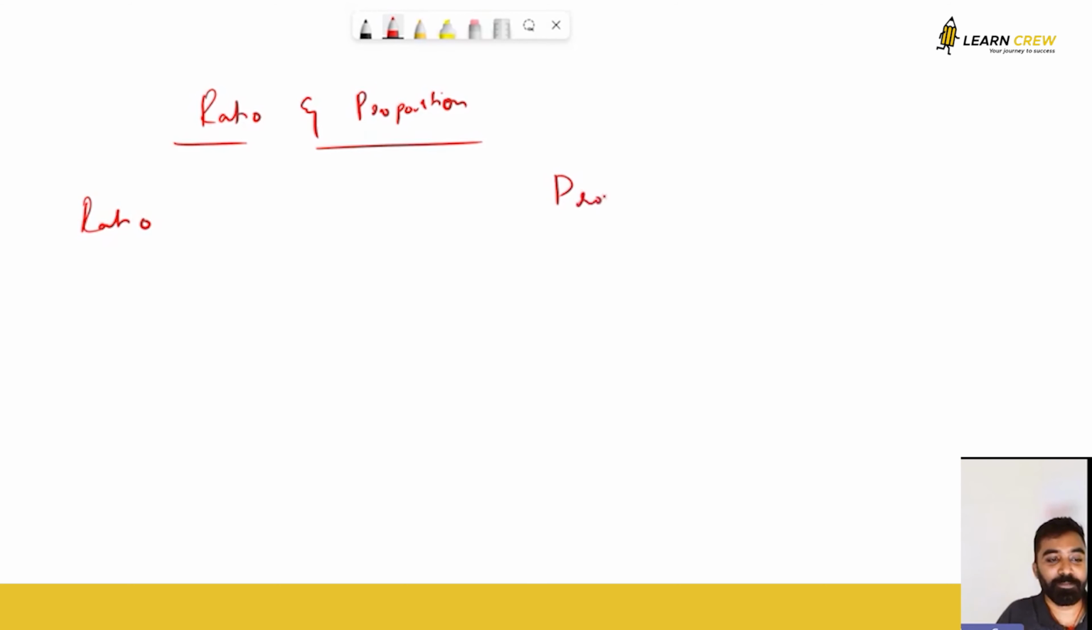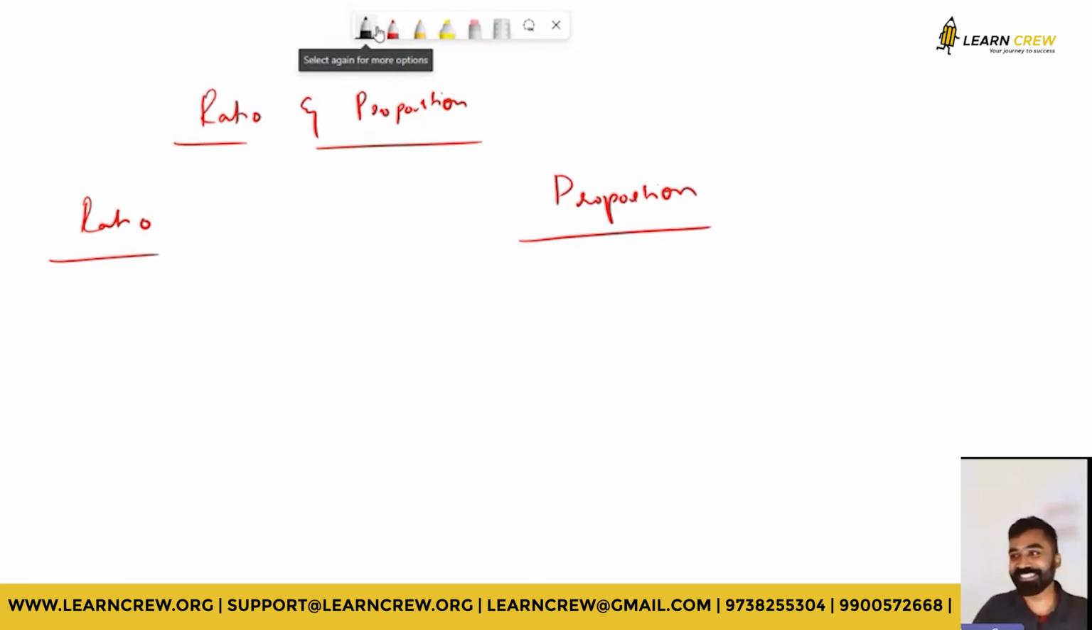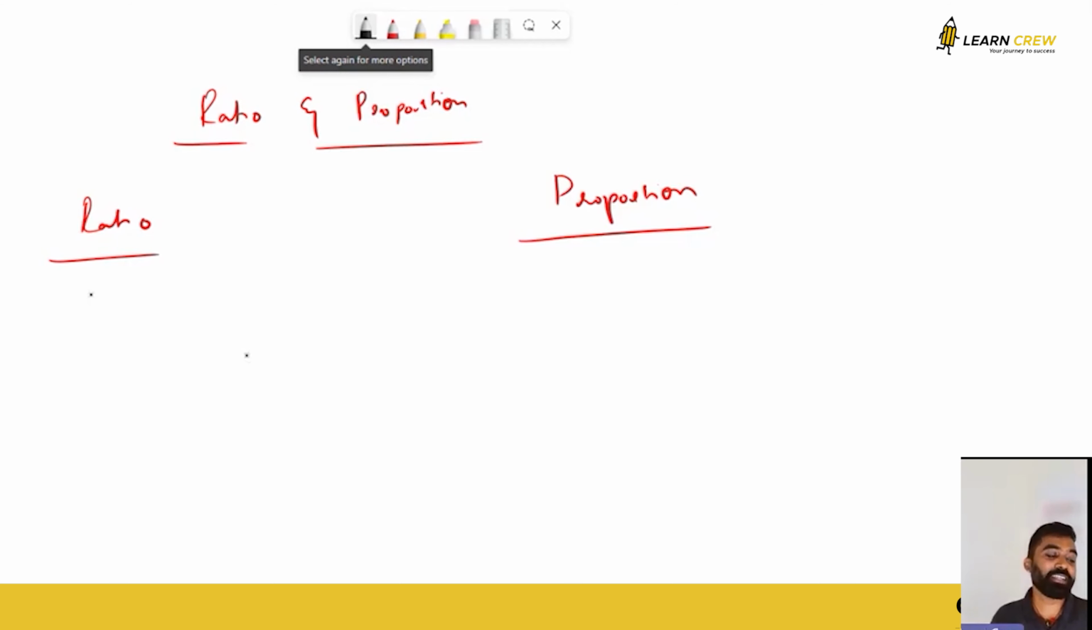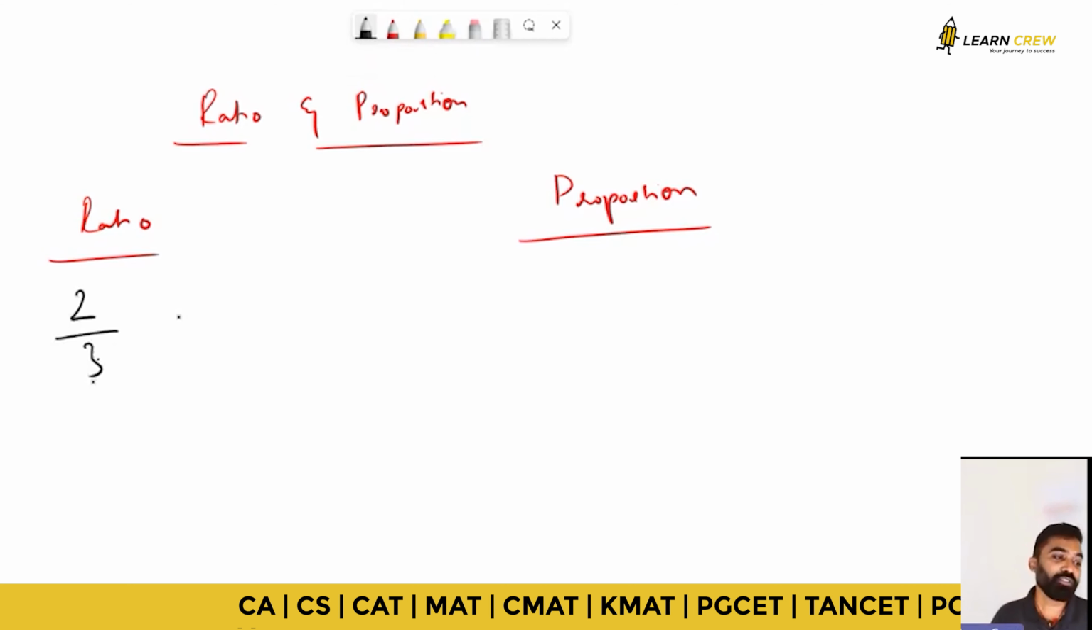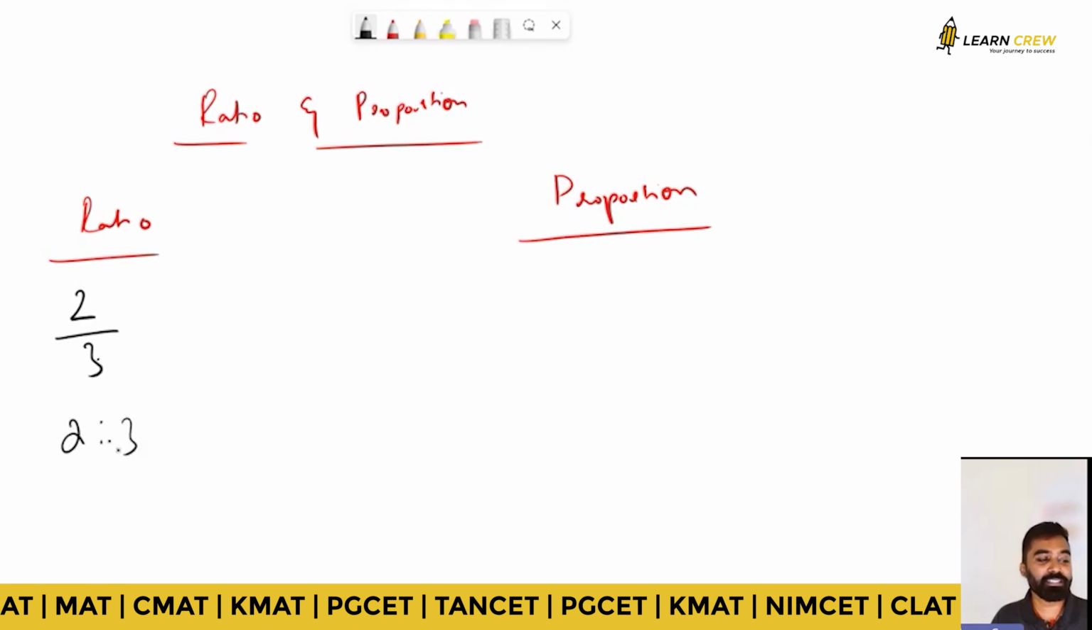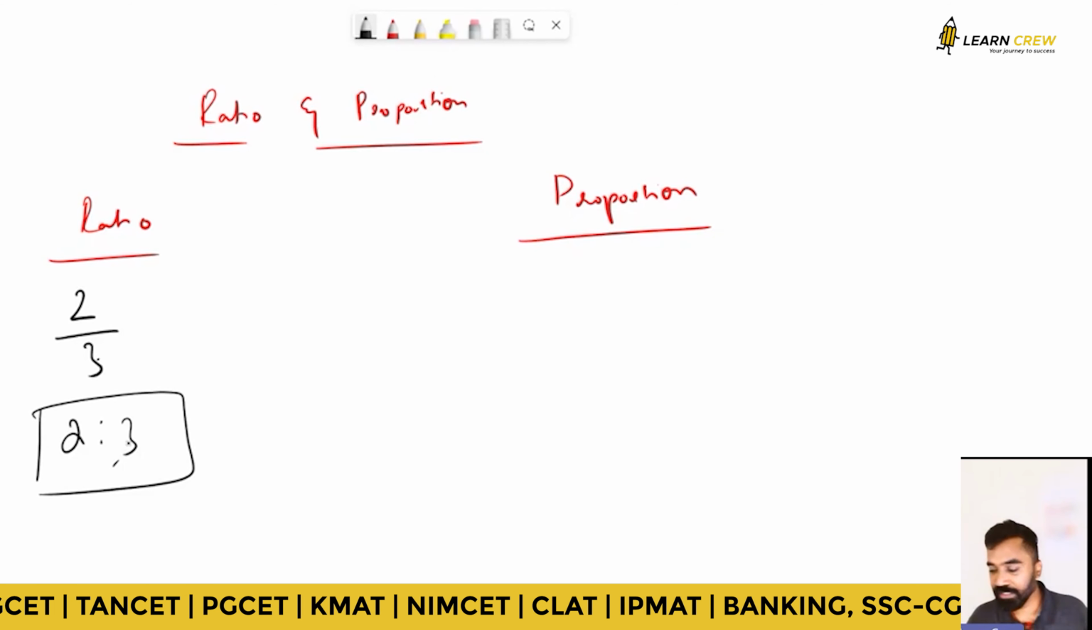Ratio and proportion. What is called a ratio? What is called a proportion? What do you people think? We don't think anything. So I'm coming here. Yes, ratio. If you are given a fraction, something like 2 divided by 3, and I represent it in this form, this is called a ratio, right? This is called a ratio.